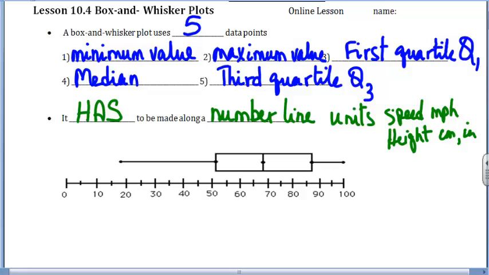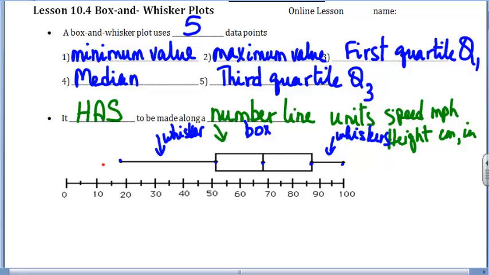Now, this is how a box and whisker plot looks. If you notice, there are a few dots. These are our 5 points: minimum value, maximum value, first quartile, median, and third quartile. This is called the whisker. These 2 lines, think of it as cat whiskers. So these 2 are called whiskers. And of course, this big thing in the middle is the box.